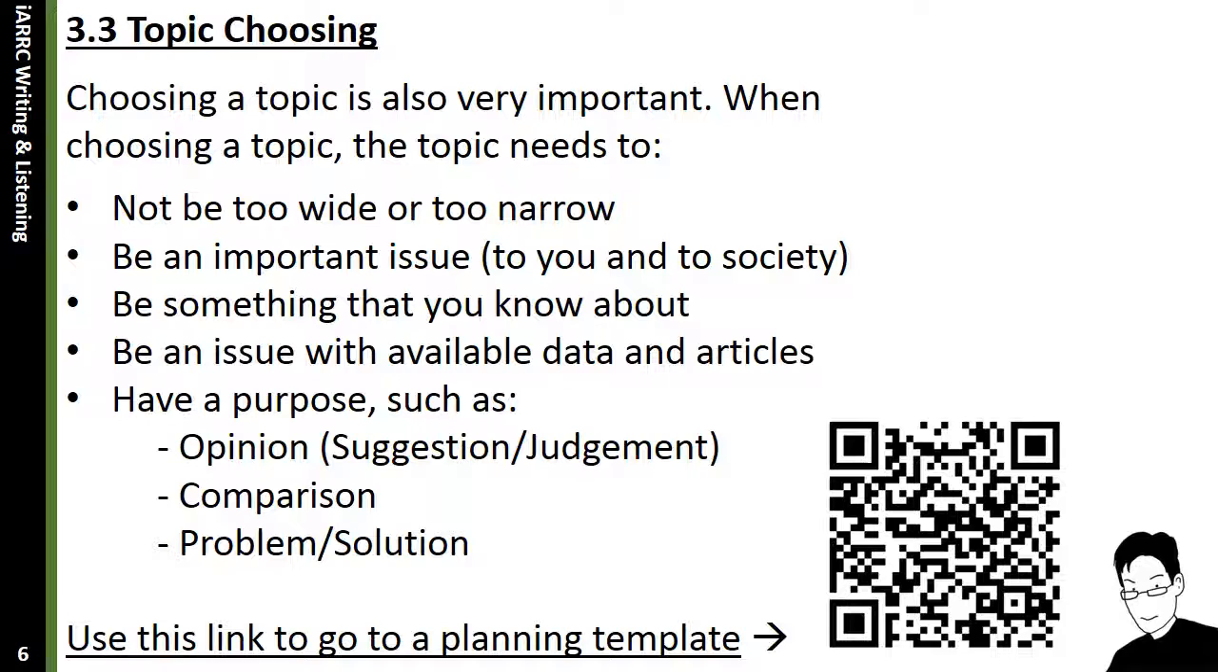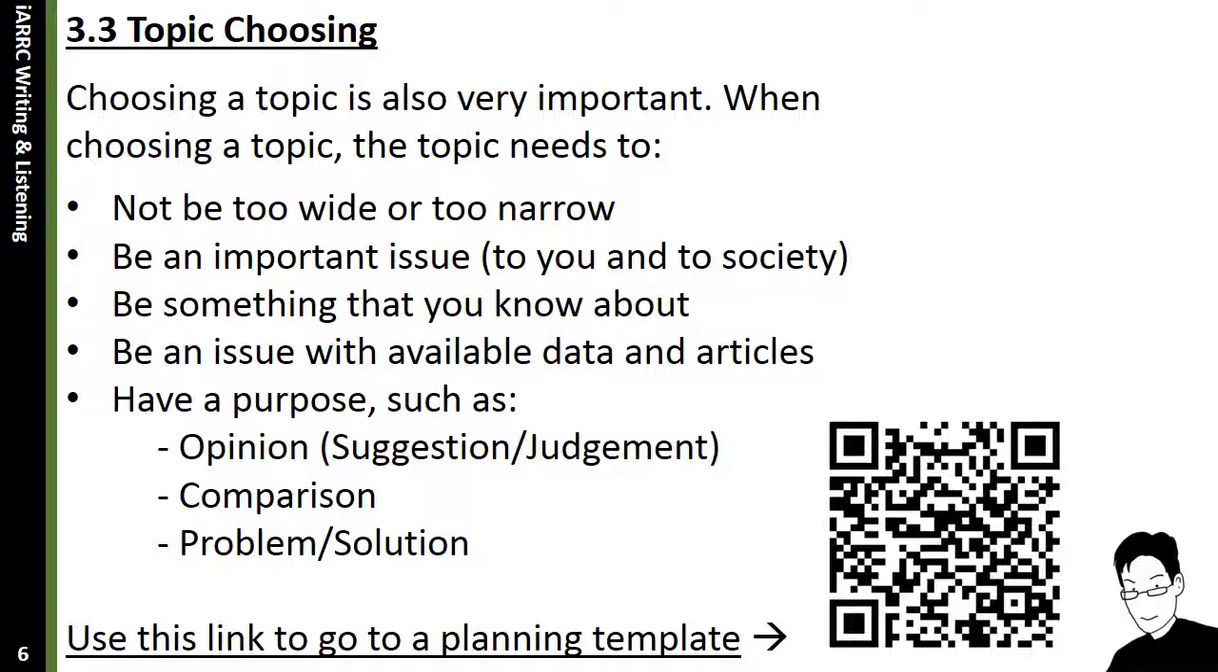Choosing a topic is also very important. When choosing a topic, you need to have a topic which is not too wide or too narrow. It needs to be an important issue to you and to society to keep you motivated and interested in writing the essay. It needs to be something that you know about. If you know about something, it is easier to find out about what you don't know about it.